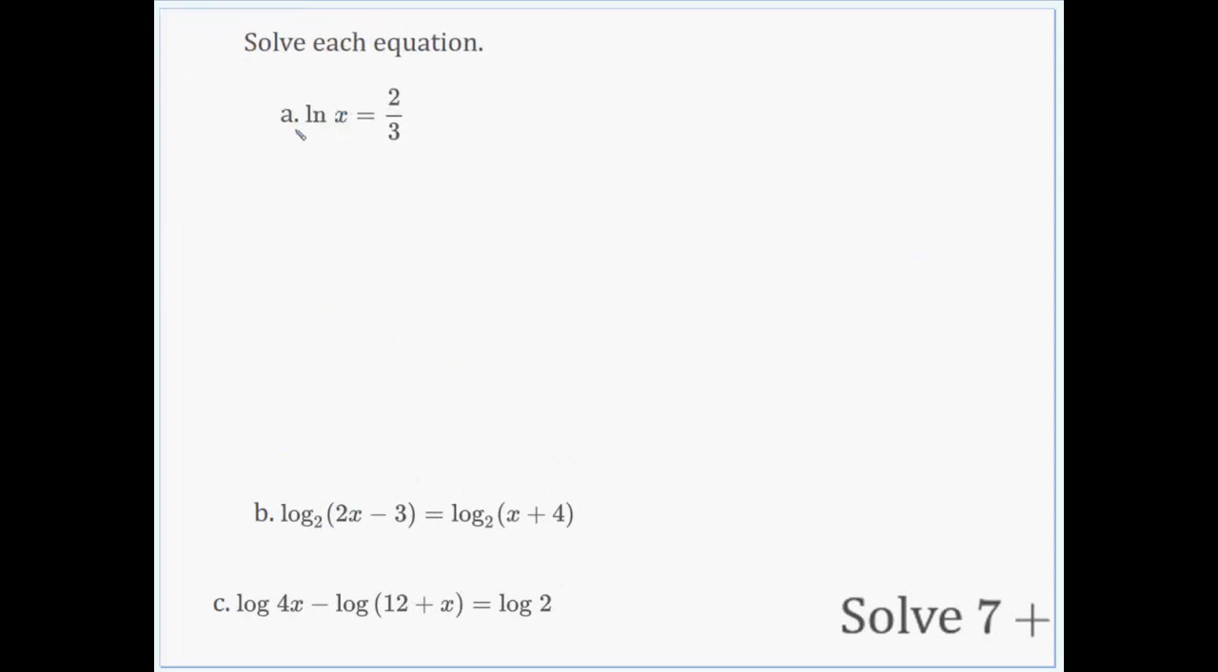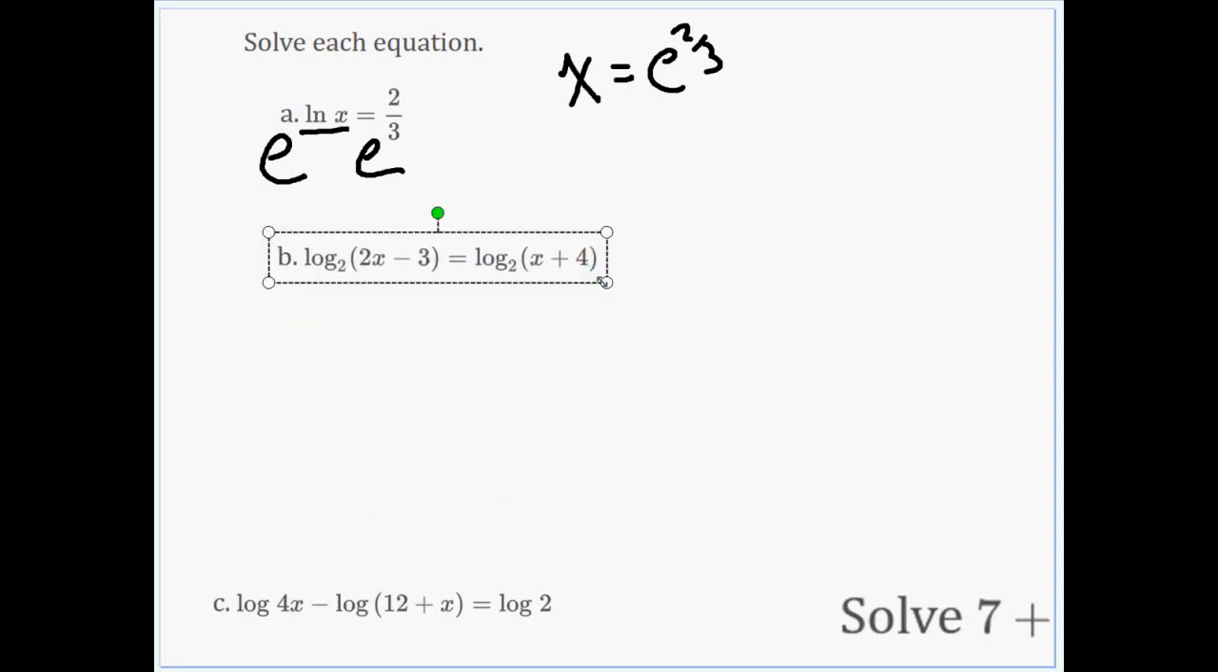Okay, first one is all ready to go. ln of x is isolated, so we're going to give each side a base e. So now we've got x equals e to the 2/3 power. And let's just leave our answer like that. We could get a decimal, but they didn't say anything about rounding to 3 places, so we'll leave it as is.